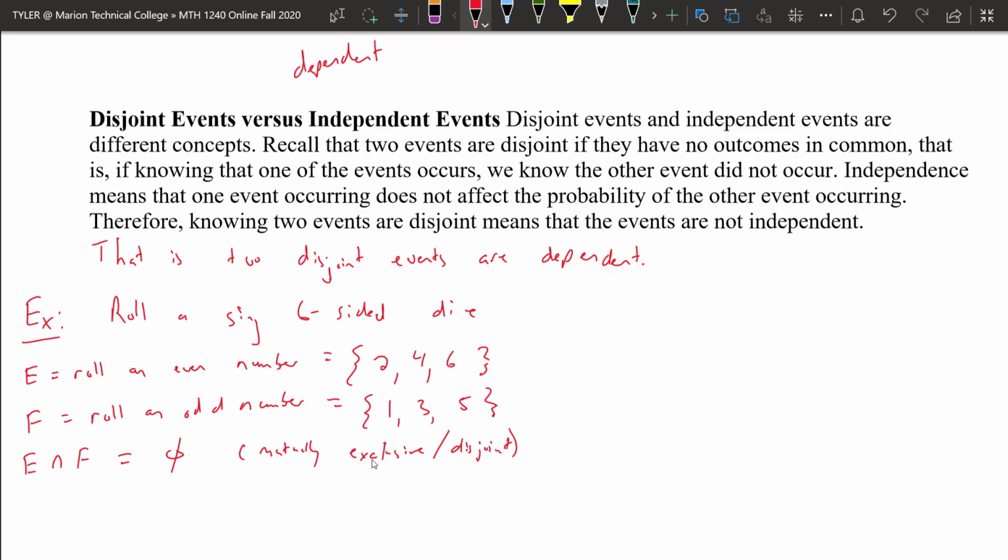Also, the probability of event E happening would equal the number of ways E happens divided by the number of things in the sample space, which in this case would equal 3 out of 6. Right? There are 3 numbers in event E, 2, 4, and 6, and there's 6 options total. So this is just equal to 1/2.